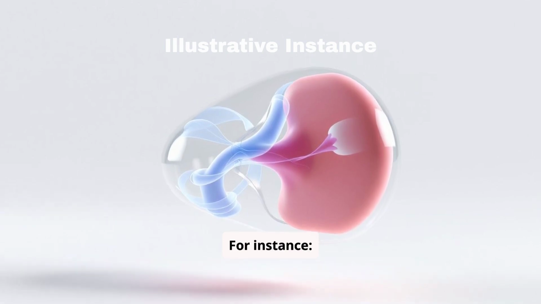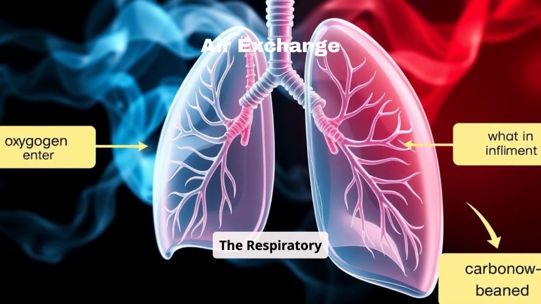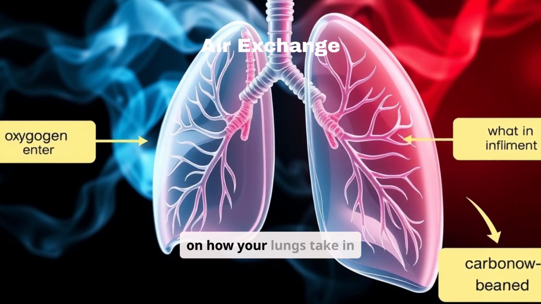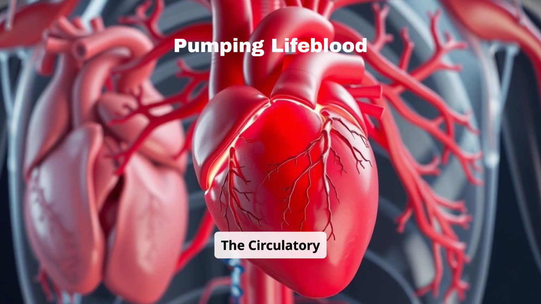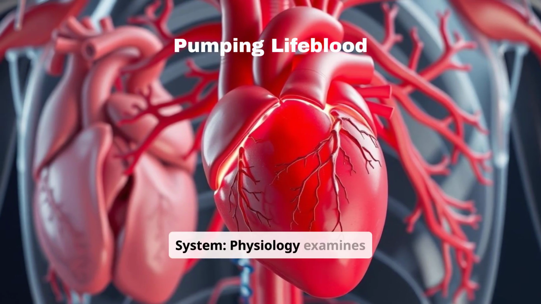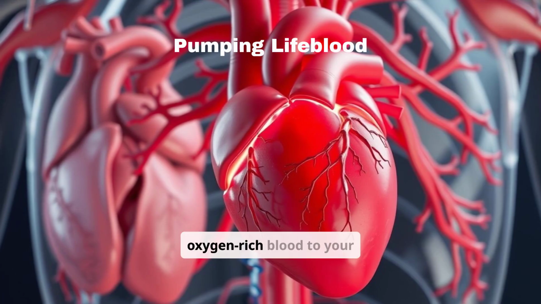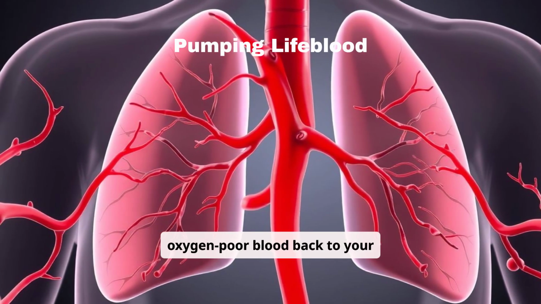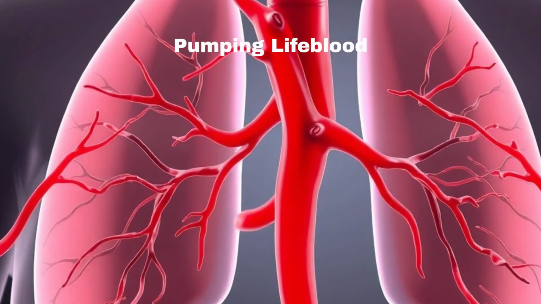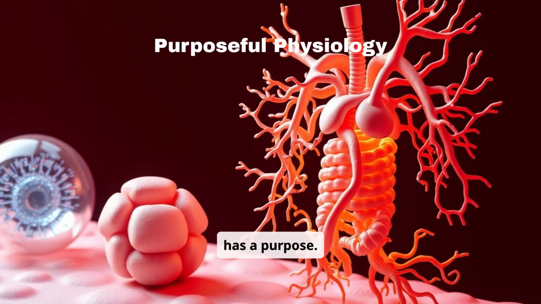For instance, the respiratory system: physiology here focuses on how your lungs take in oxygen and remove carbon dioxide. The circulatory system: physiology examines how the heart pumps oxygen-rich blood to your organs and brings oxygen-poor blood back to your lungs for refreshment. Everything in the body has a purpose.